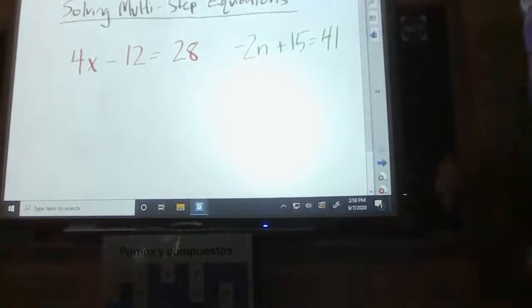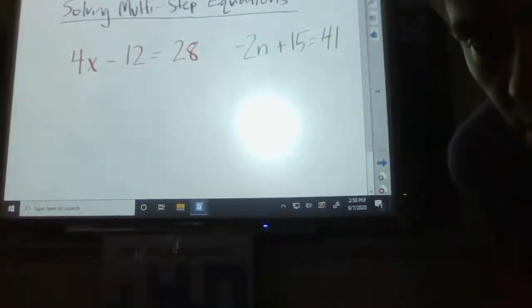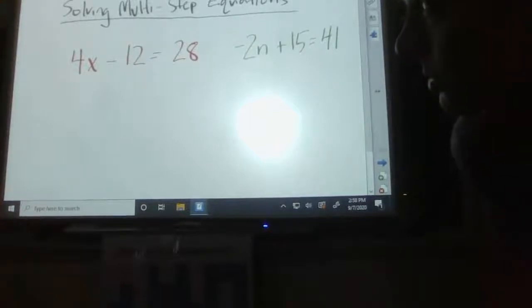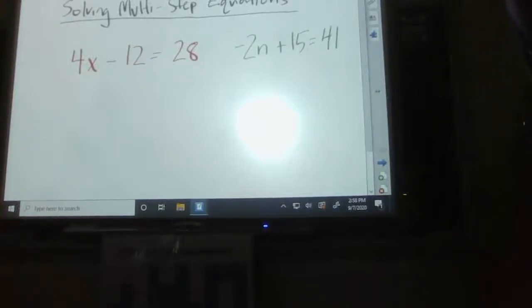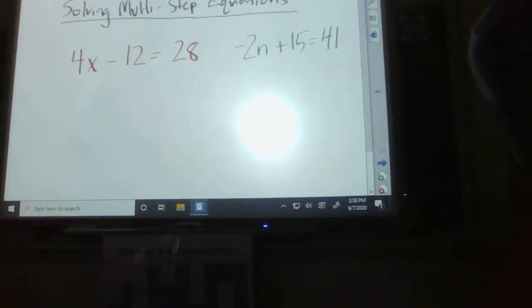So I've got a couple here on my board, and the thought process with multi-step equations is going to be very, very similar to that of one-step equations. What you're going to look at is, can I find the variable? And then once I find the variable, you want to figure out what is happening to the variable. And there should be two operations that are happening to the variable. And then you just have to decide which ones you are going to undo and the order you're going to undo them. So in my red equation right there, you can see it says 4x minus 12 equals 28.